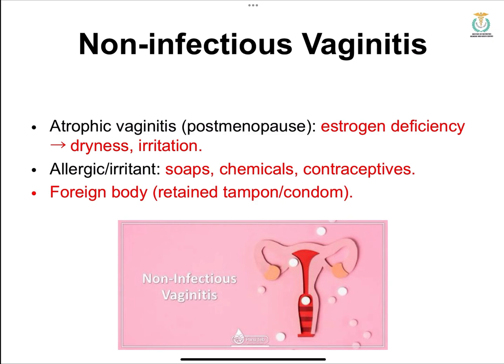Next is the allergic and irritant type, maybe because of chemicals or contraceptives or soap allergy, which can cause vaginitis. Foreign body, maybe because of a condom or retained tampon, can also lead to non-infectious vaginitis. So non-infectious vaginitis is basically because of atrophic vaginitis, estrogen deficiency in the post-menopause stage, allergic or irritant causes because of soap, chemicals and contraceptives, and foreign body caused by a tampon or condom.